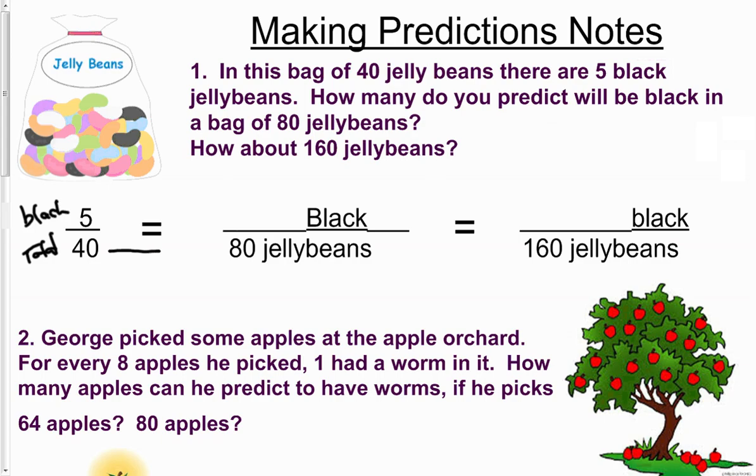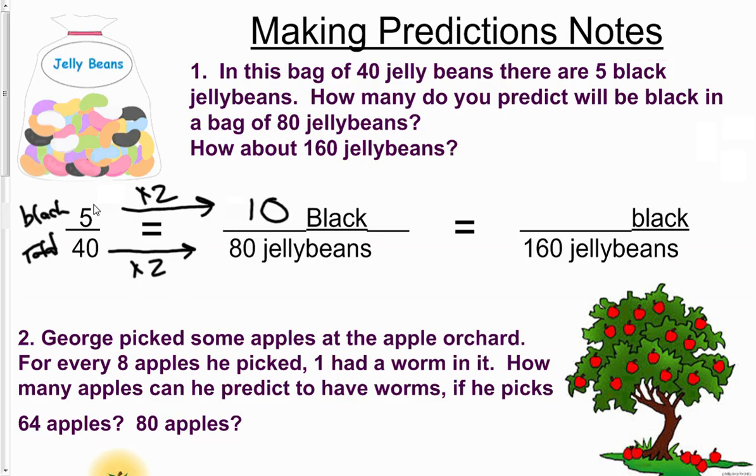So what do I notice happens when we go from 40 to 80? Let's see. Well, I notice that I am doubling the size. So I have twice as many jelly beans, or I'm doing 40 times 2 to get to 80. Well, if I'm doubling the number of jelly beans, it makes sense that I would also double the number that would be black. So what we do is we look horizontally, and if we multiply the number of jelly beans by 2, we're going to multiply the number of black by 2 as well. So I would predict that out of 80 jelly beans, now 10 of them would be black.